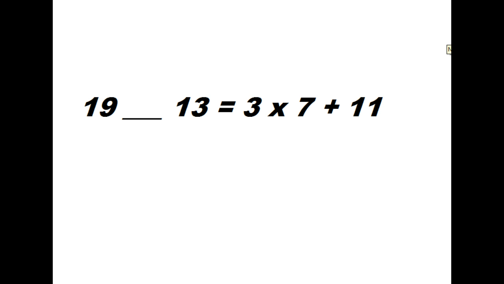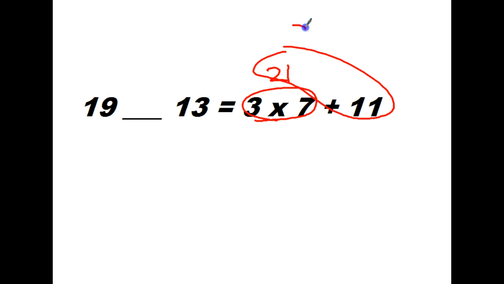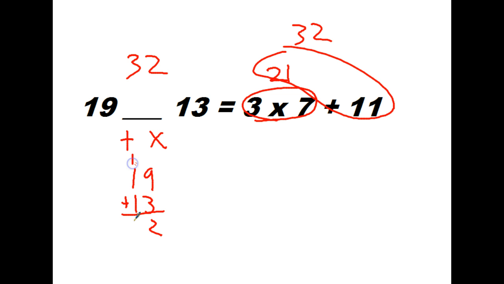This time the information's all on the right side. 3 times 7 plus 11. Which one's higher on the tower of power? Multiplying or adding? Multiplying. So 3 times 7 is 21. 21 plus 11 gets me to a 32. So this side also is to equal 32. 32 is bigger than 19, so I know I need to get bigger, so I'm either multiplying or adding. Try out 19 plus 13. 32, so I want to add there.